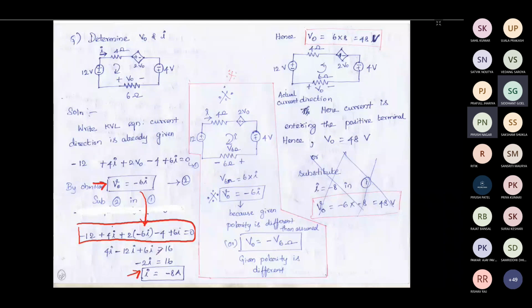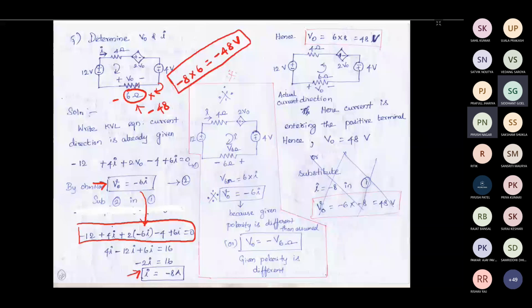Now you can find the voltage across the 6 ohm resistor. The voltage across the 6 ohm resistor is minus 48 volt for the current direction assumed in this way, because I is minus 8 and R is 6 ohm, so you get minus 48 volt. Here this voltage we have measured across this like this, so it is minus 48 volt. So this V naught will be plus 48 volt.